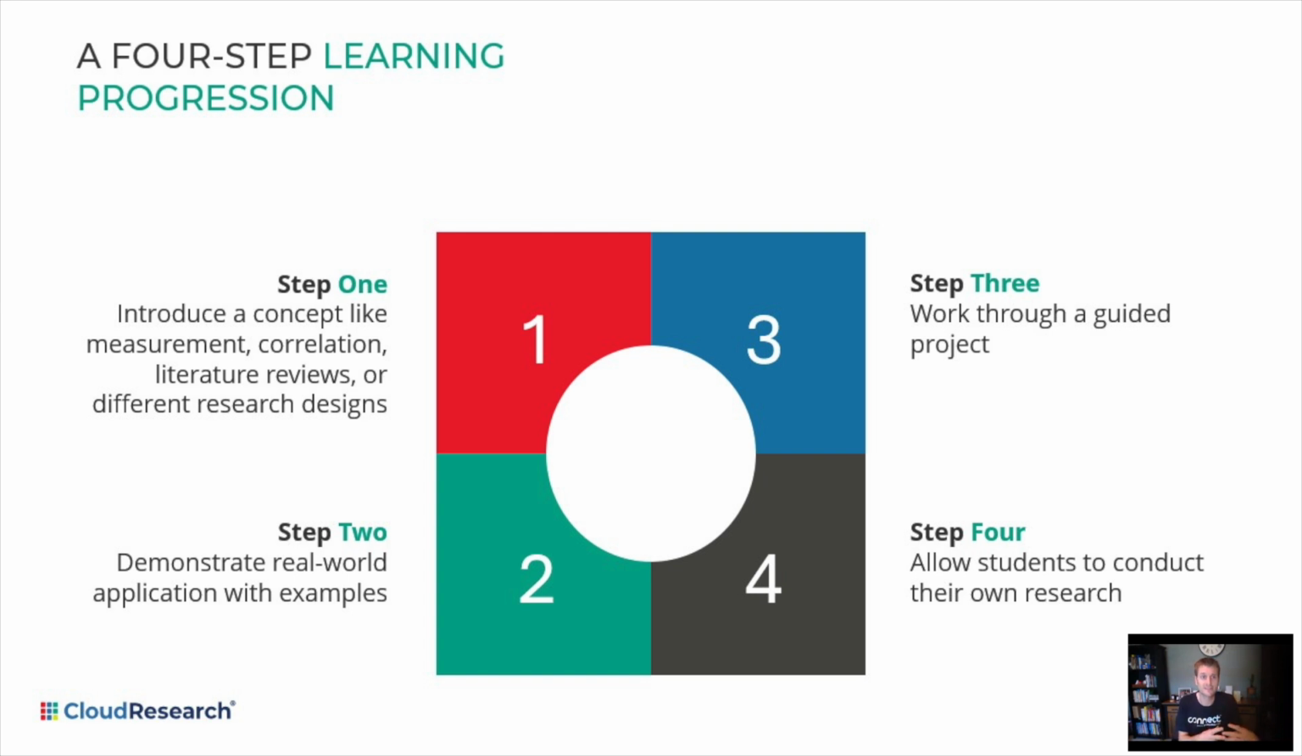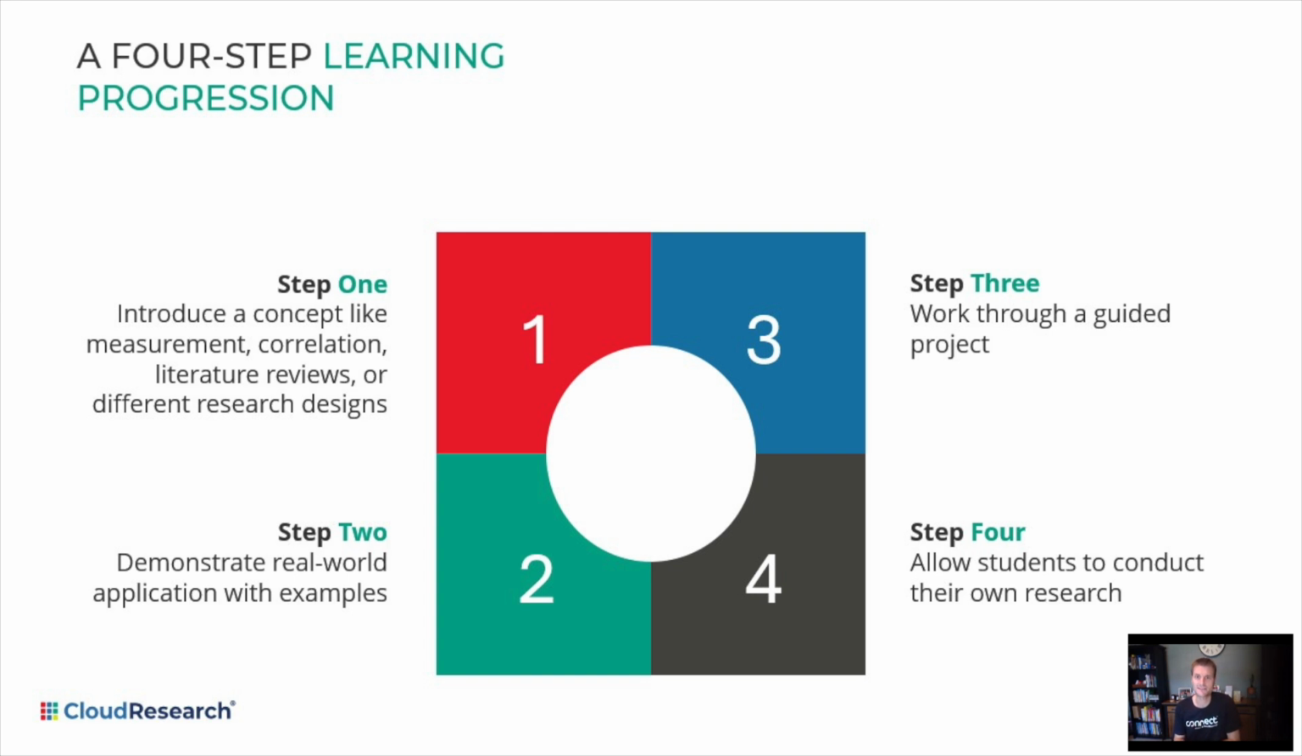So after introducing a concept and showing students examples and real-world applications, the third step is that students engage with a complete guided research project. Each of these projects comes with pre-built survey materials and a data set. Finally, after working through an example project, students are empowered to then design and conduct their own original research studies. This process builds student skills incrementally, and it helps make each concept more tangible.